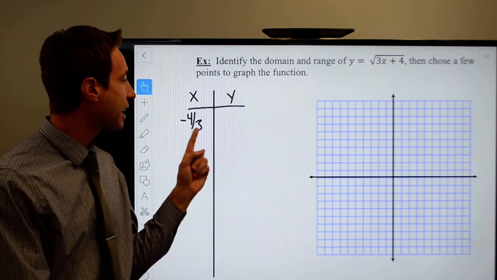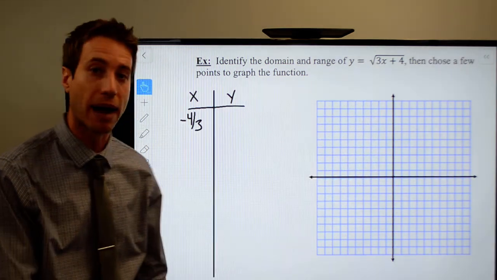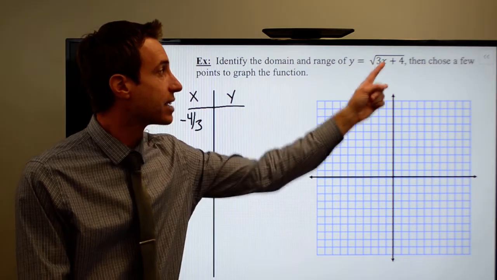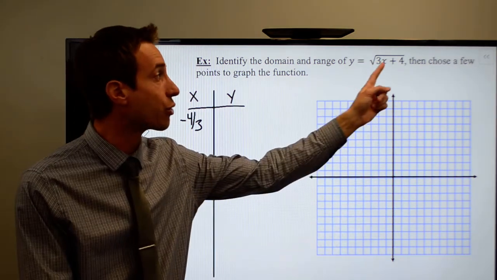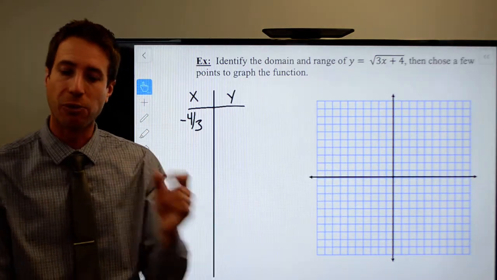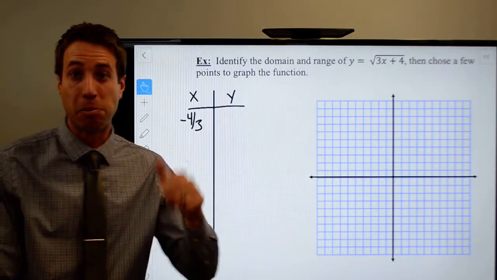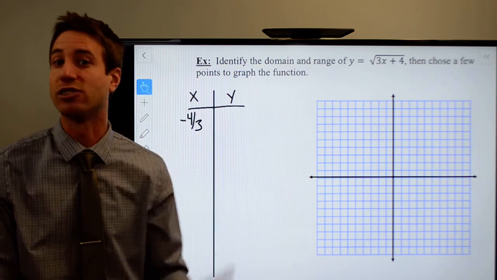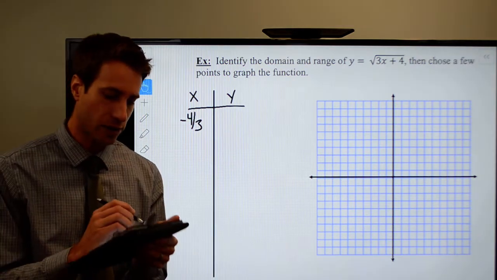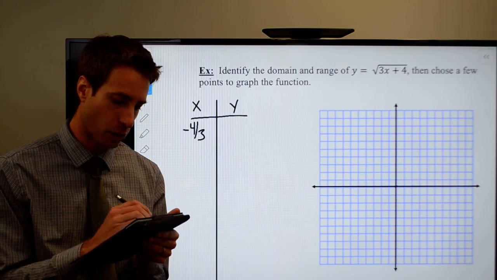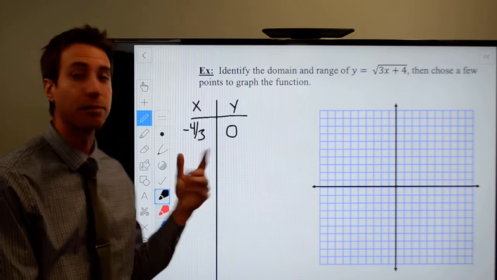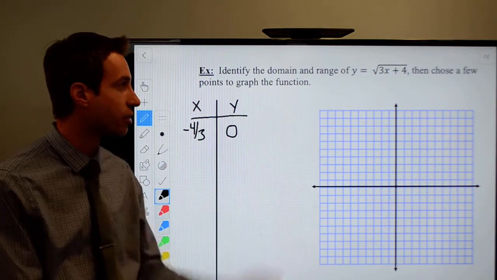Now, the reason that I picked negative 4/3 is for this reason. I plug negative 4/3 into my function. Well, 3 times a negative 4/3, the 3's will cancel each other out. I'm left with negative 4 plus 4. Negative 4 plus 4 is 0. What's the square root of 0? Well, the square root of 0 is 0. So what I have is my first ordered pair, or point that I'm going to plot, negative 4/3, 0.